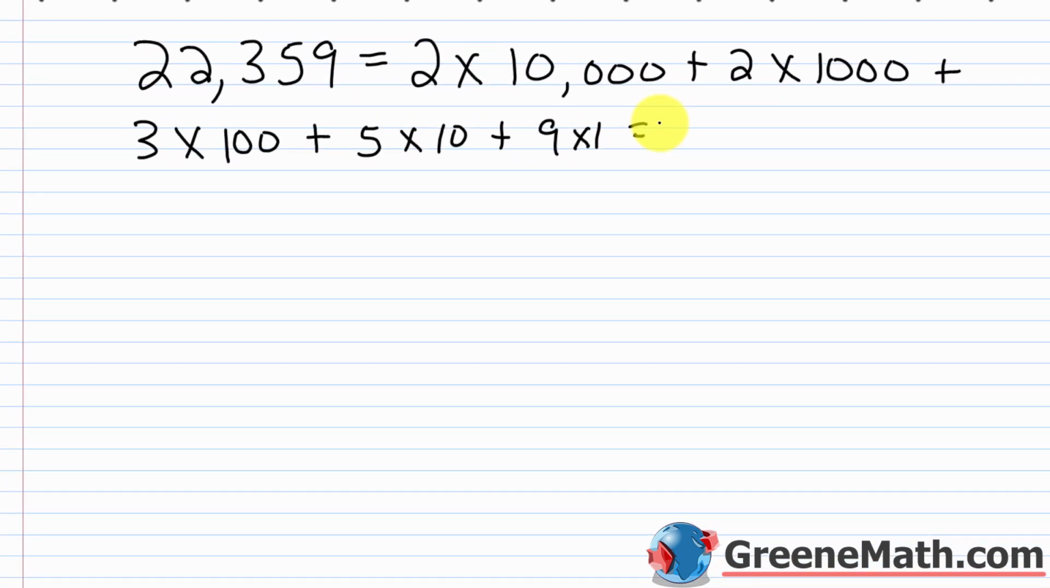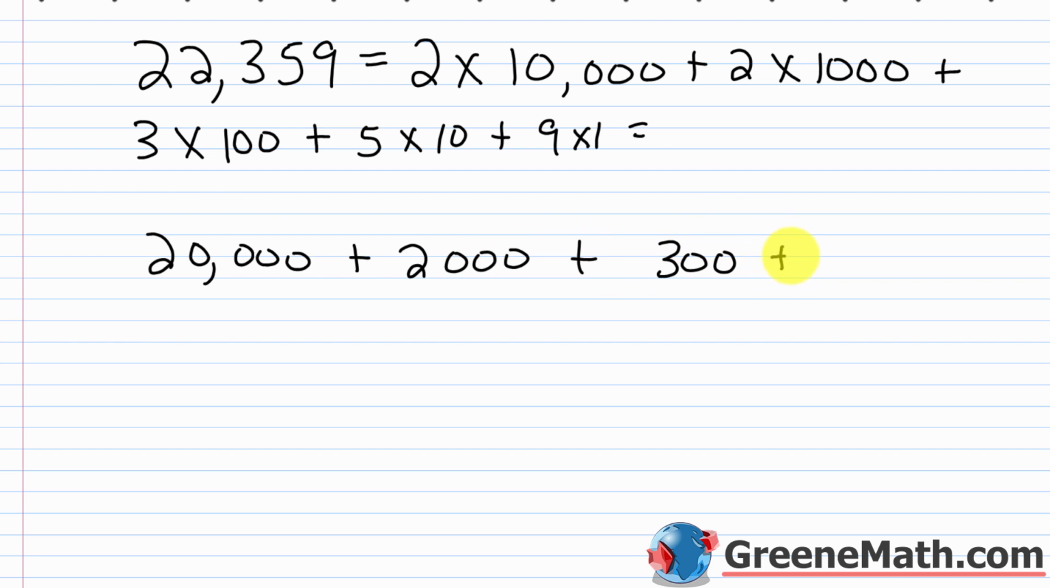Let's do some multiplication. 2 times 10,000 is 20,000. Plus 2 times 1,000 is 2,000. Plus 3 times 100 is 300. Plus 5 times 10 is 50. And then plus 9 times 1, that's 9.